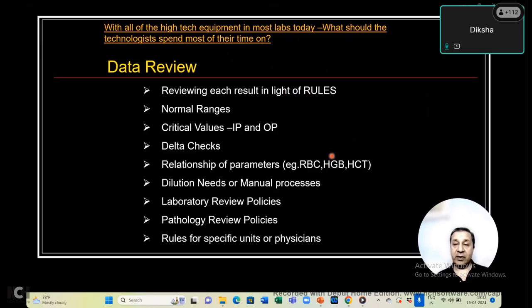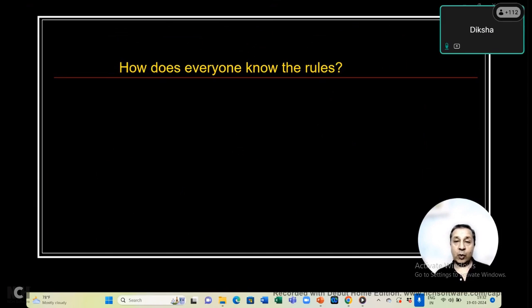For example, there is a rule of three which is used for RBCs, hemoglobin, and hematocrit. There might be times when we might be crossing the linearity and we would want to do what is called the dilution or do it manually. And of course, how the pathologist will eventually review, and how my other colleagues would also sit down and review. All this needs to be defined, keeping in mind the workloads or the stats which are coming in front of you. So how does one know the rules?